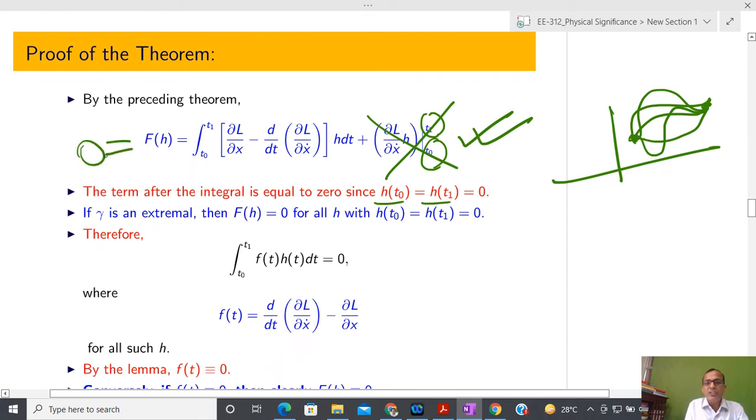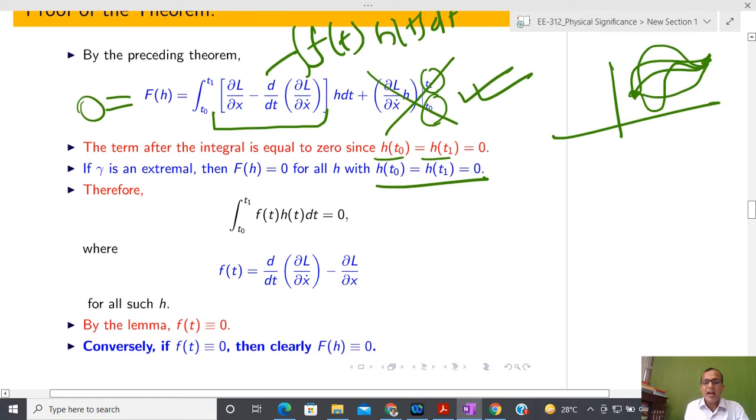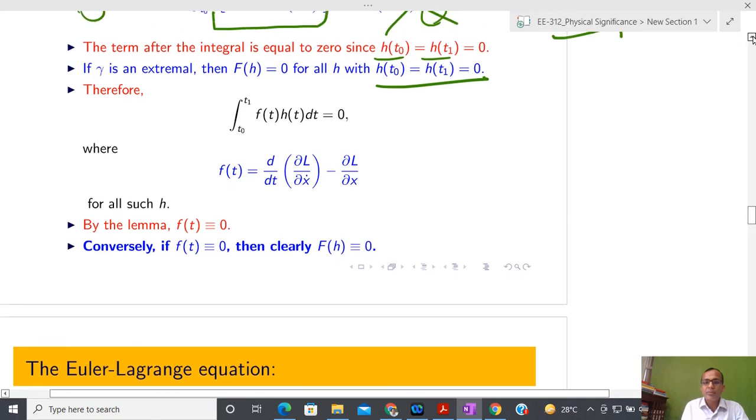If this should be 0, now I have a situation where I have some function. You can think of this function as f(t), and I have some functions h(t) and d(t), and I have these two conditions. The integral of this is equal to 0 whenever I am asking for the extremal. So I have only one option, that f(t) equal to 0. In the same way I have proved this theorem.